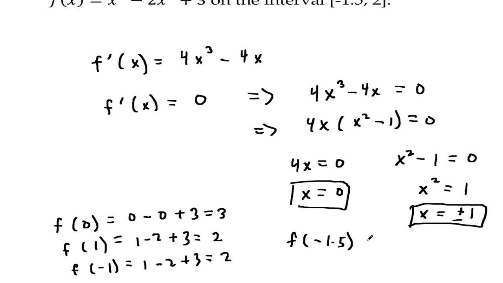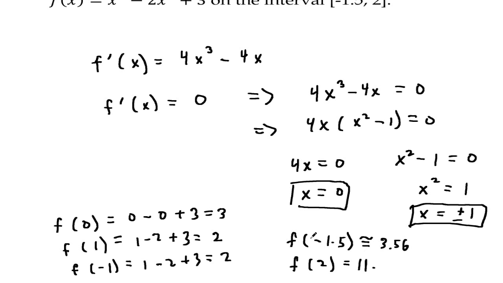The left endpoint is -1.5. Plug that into f, and we'll get approximately 3.56. Plug in the right endpoint, 2. Okay, so now we have the critical points and the endpoints, and we simply look for the largest one.